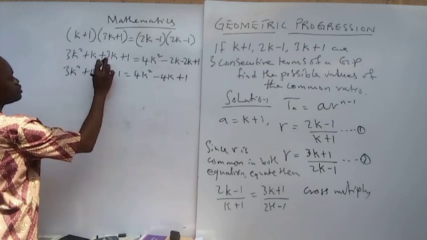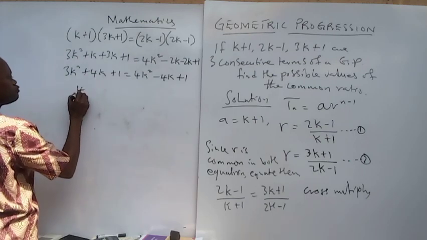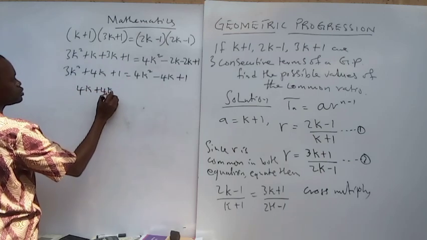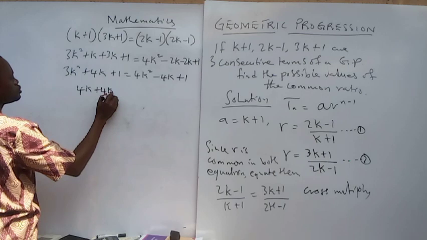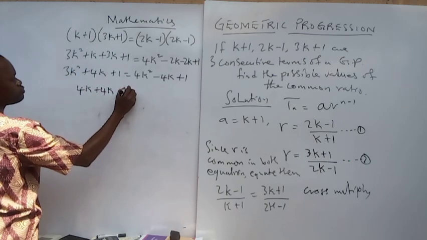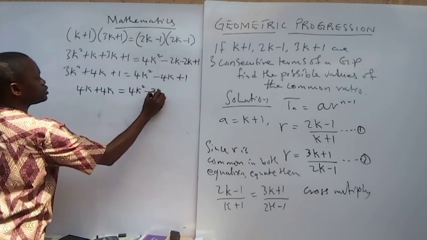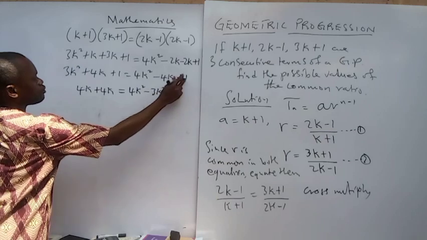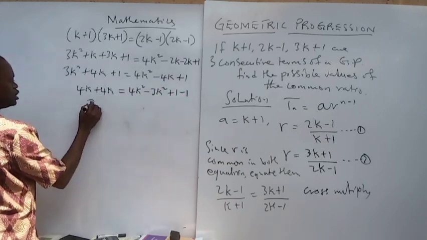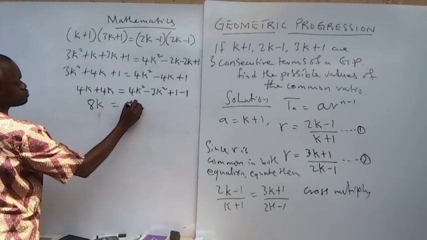So I can transfer this over here and transfer this over here. I will bring down this 4k. This will be plus 4k. And then this will go over here. Over here, I will have 4k squared minus 3k squared. Then I will have plus 1 minus 1, which will go. This is 8k equals to this is k squared.